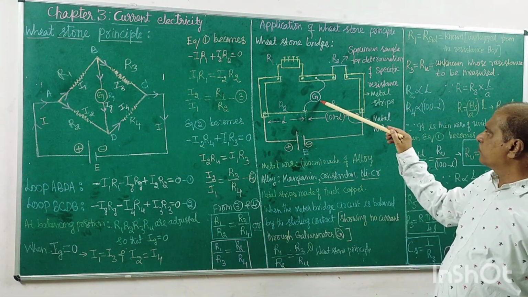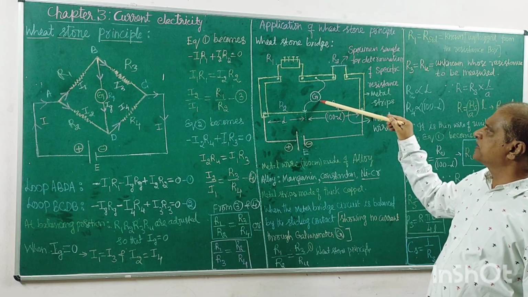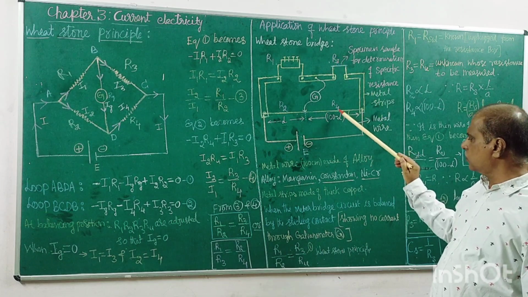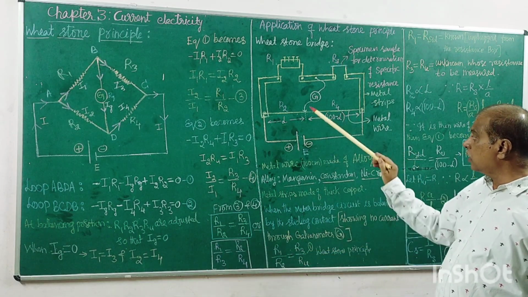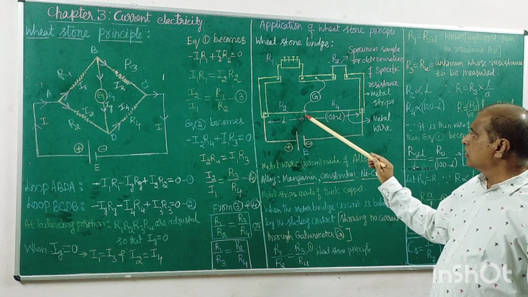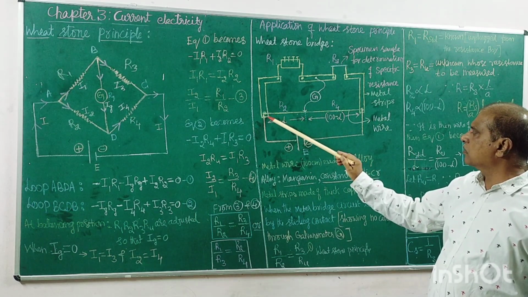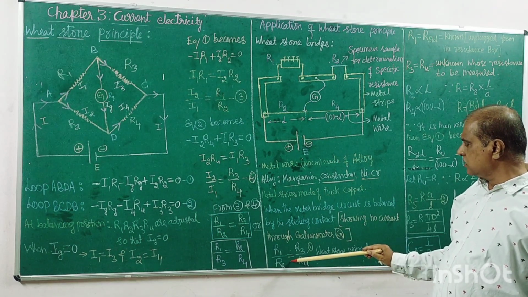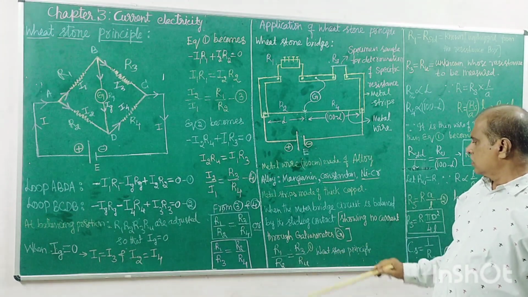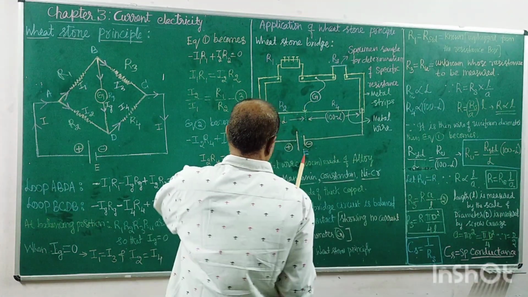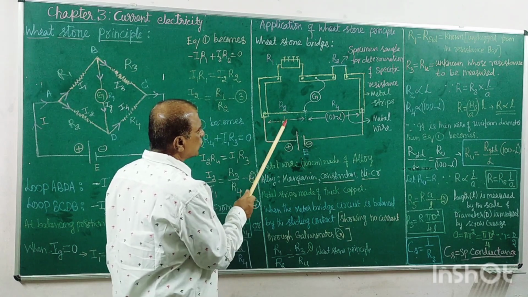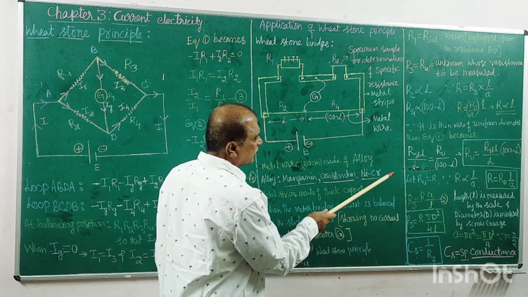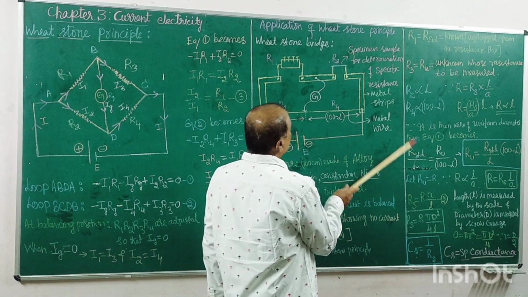If that is the case, we can apply the Wheatstone principle. What is the Wheatstone principle? R1 by R2 equals R3 by R4. At the null point, the two legs of the bridge are balanced, so at the balancing point this equation is applicable. It is the Wheatstone formula. With this equation we can write it: R2 is equal to L, R4 is equal to 100 minus L. Replace these and we get this equation.